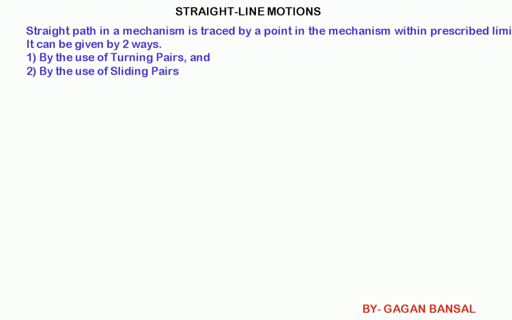As we know, there is a point on the mechanism which traces a straight path within the possible limits of motion. So a straight path in a mechanism is traced by a point in the mechanism within prescribed limits. It can be given in two ways, by the use of turning pairs and by the use of sliding pairs, but we normally prefer the turning pair as there is more wear and bulky size in a sliding pair. These two types of mechanisms may provide exact or approximate straight line motion, as we'll be discussing in the following articles. So what are the conditions for exact straight line motion?